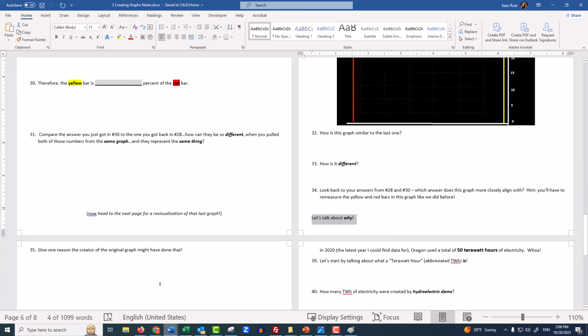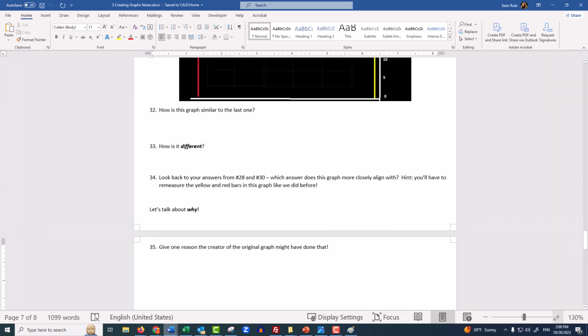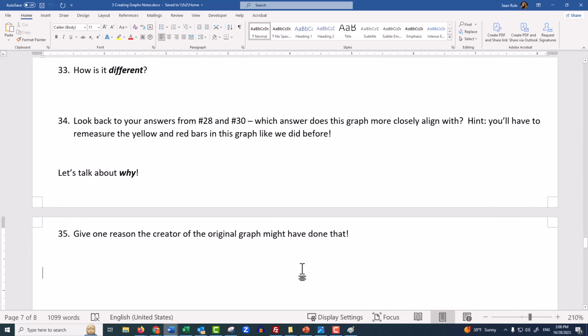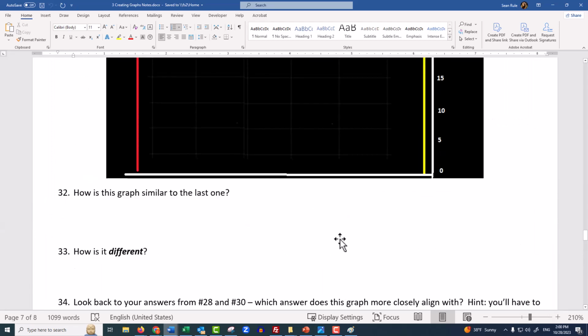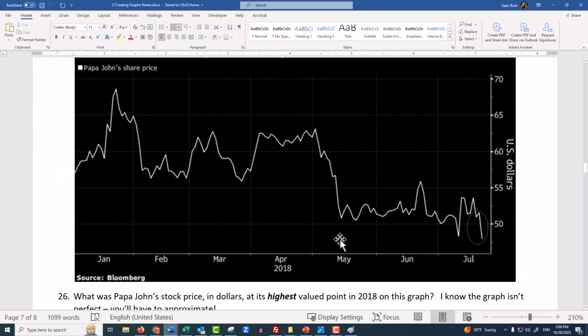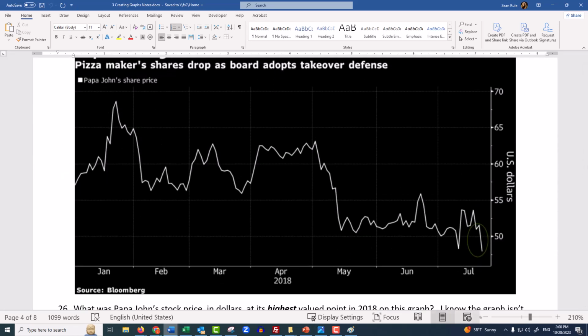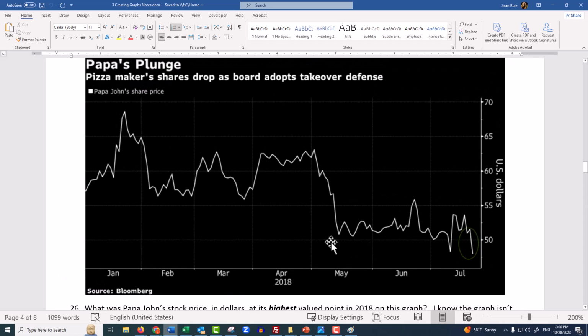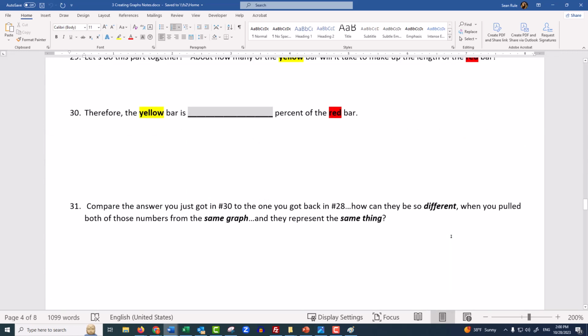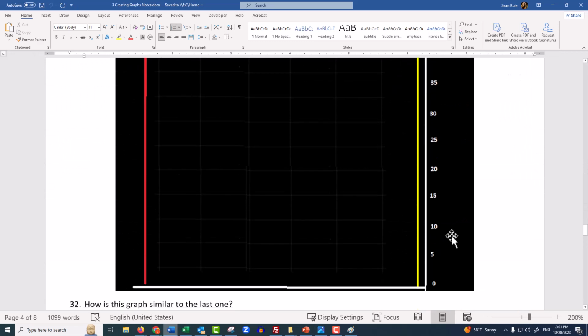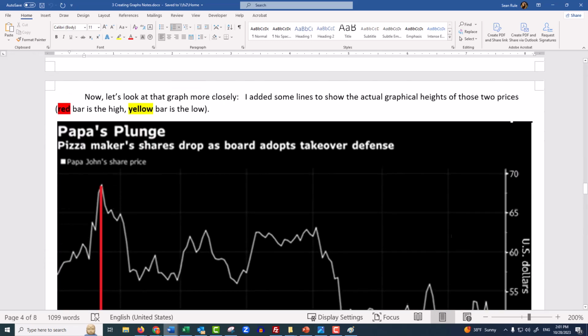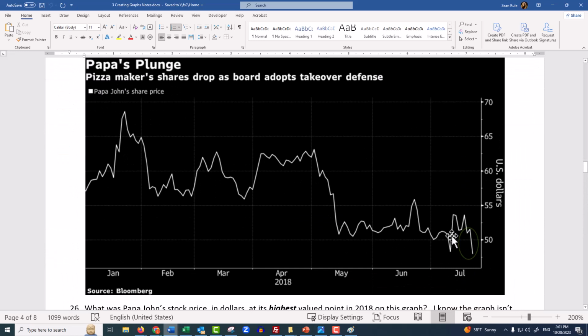The next question, I'm going to zoom in a little bit so you can see it better. Give one reason the creator of the original graph might have done that. So here's the original graph. Let's go back to it. It's right here. Papa's plunge. I can think of at least 2 reasons. First of all, it's convenient, right? I mean, there's a bunch of blank space under this that I had to create in this graph. That graph's probably hard to fit on a web page. People aren't going to see that as well as they see this.